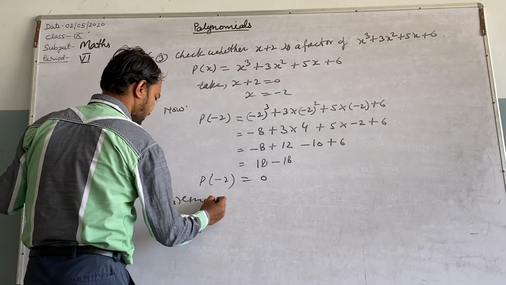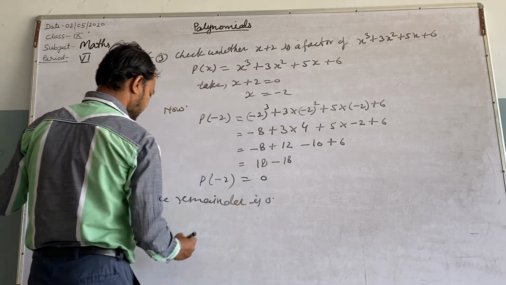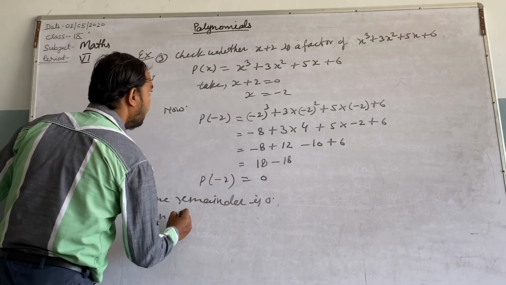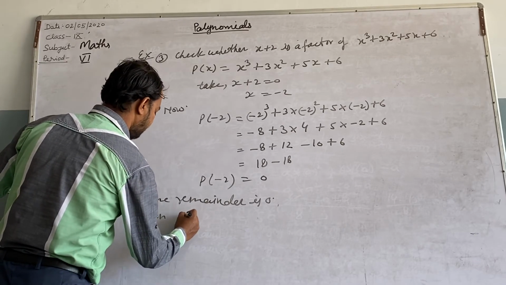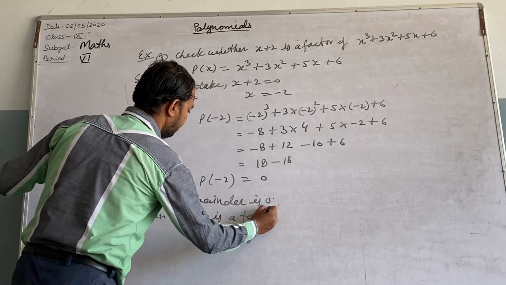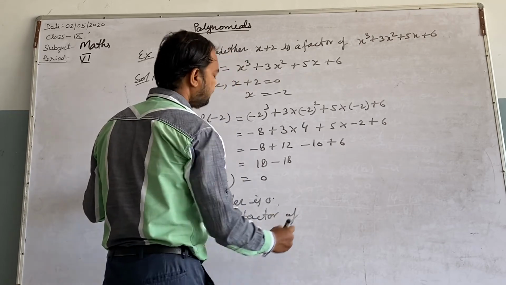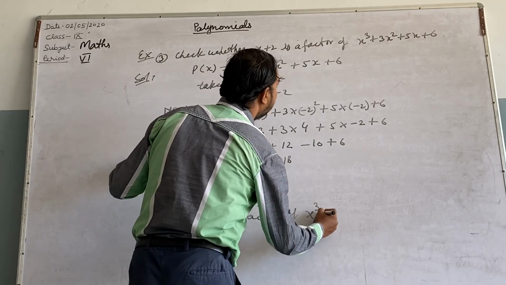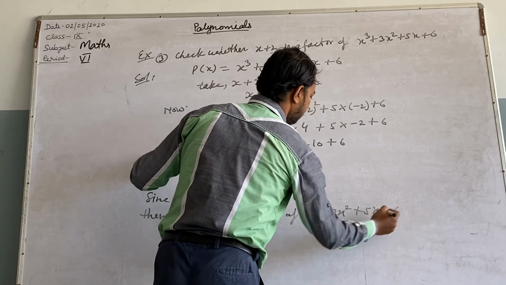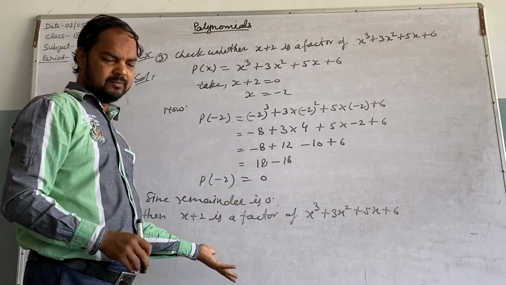Since remainder is 0, then x plus 2 is a factor of x cube plus 3x square plus 5x plus 6. Okay? Remainder is 0, then we can say factor.